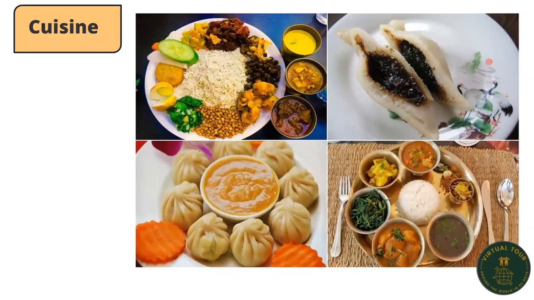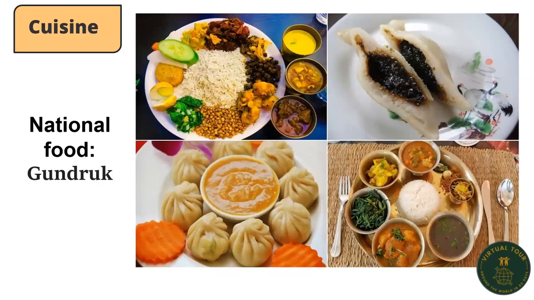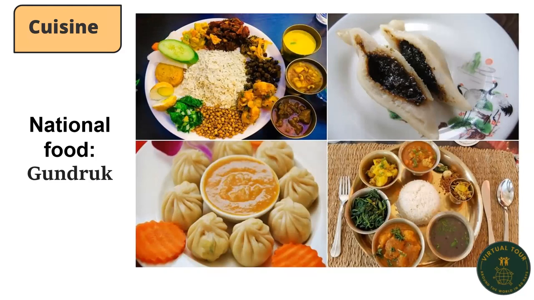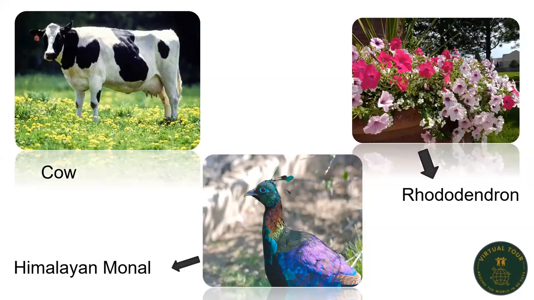Okay, coming to the favorite part, the cuisine. Their dal bhat is the famous food there. And what was the national animal? Himalayan something it was. National bird, it's Himalayan Monarch. Here you can see. Monarch? Yes.